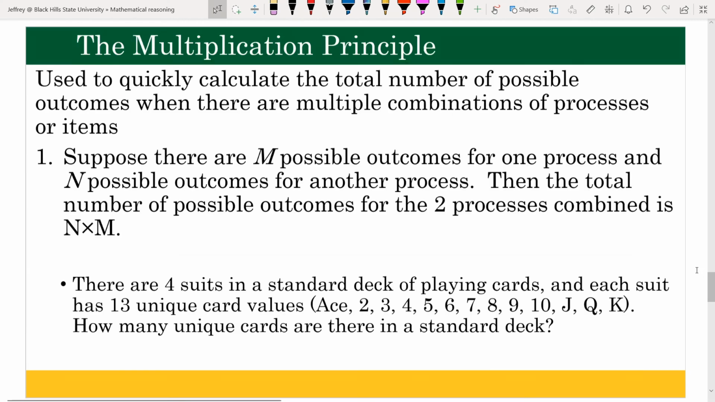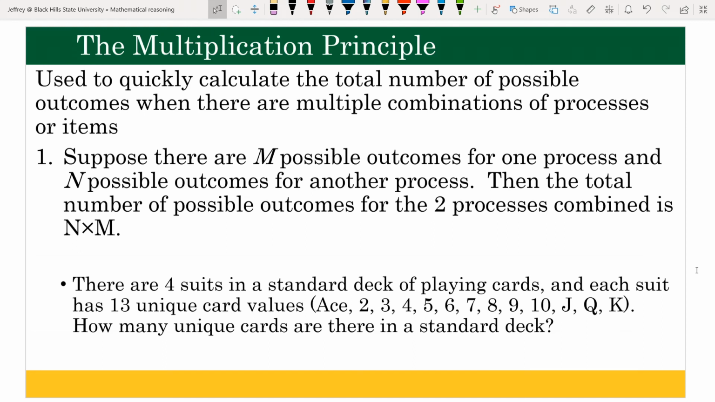So next we have the multiplication rule. And this is basically the principle or rule that I've been using a little bit earlier, where I was counting the number of outcomes for the dice, or the number of outcomes when flipping a coin. And this basically works where you have some number of possible outcomes for one process, and then some other number for the number of outcomes for another process. And basically, you just end up multiplying them together.